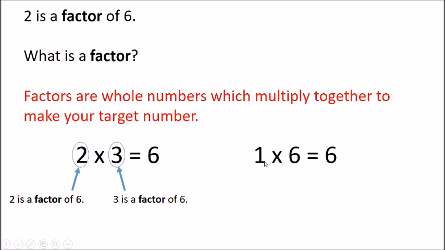Because I know that 1 times 6 makes 6, I can say that 1 is a factor of 6 and 6 is a factor of 6. So you have 2 whole numbers which times together to make another number. These 2 whole numbers are factors of that product.